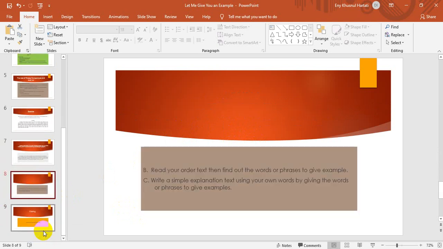The next exercise, read your ordered text, then find out the words or phrases to give example. And the last, write a simple explanation text using your own words by giving the words or phrases to give example. Okay, so you have 3 kinds of exercise here, and then let's do now.